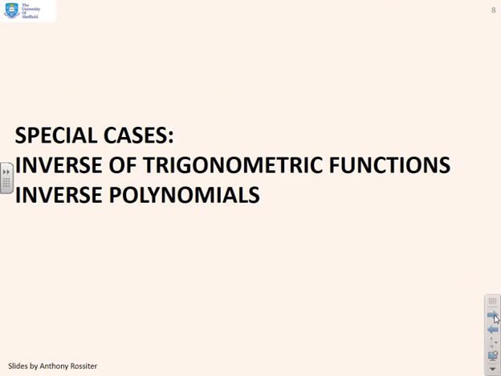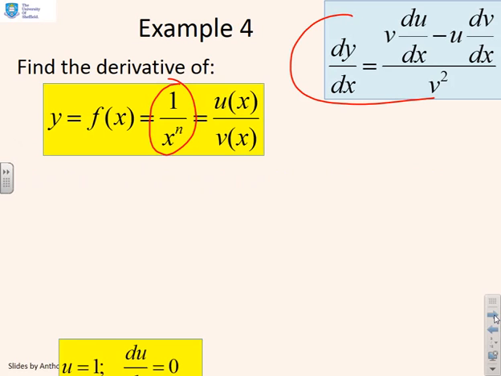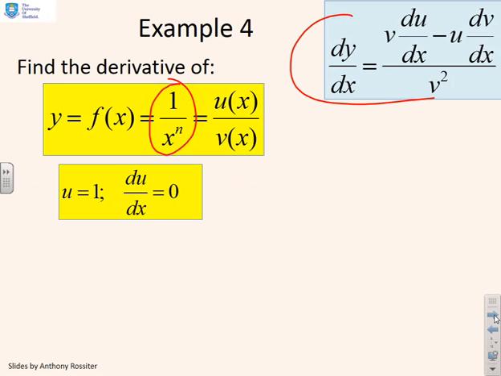Okay, some special cases, the inverse of trigonometric functions and the inverse of polynomials. So we'll start with polynomials. How would you find the derivative of something like 1 over x to the n using the quotient rule? So we'll use the standard technique. First we'll define u, which is 1, and then du/dx is clearly 0. We'll define v as x to the n, so that dv/dx equals n x to the n minus 1.